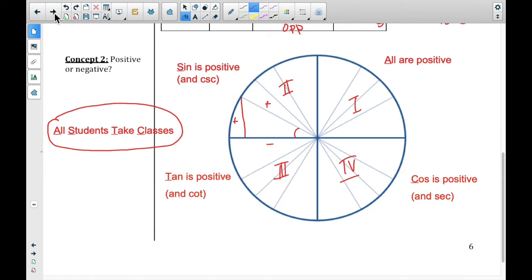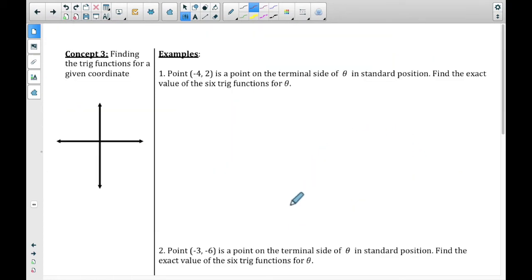Let's turn the page. Okay, the reason I brought that up is we are not always going to be on the unit circle. In these problems, it's no longer a unit circle. Remember, the unit circle had a radius of 1, and so, you know, this might be our unit circle right here, but here we have a point, negative 4, 2, outside of that unit circle. It's bigger than the unit circle.